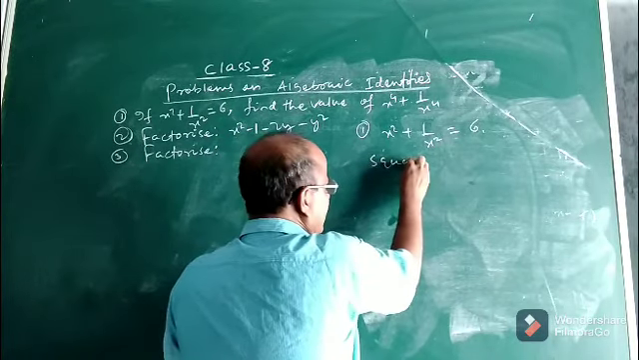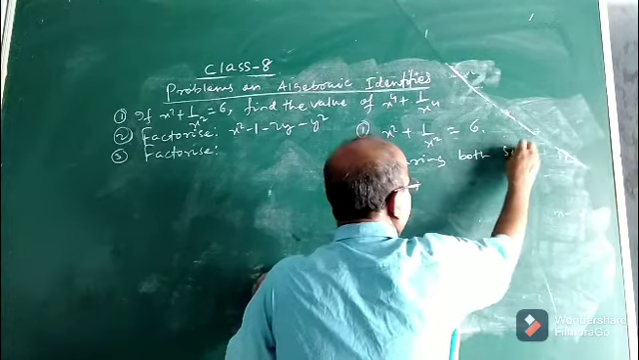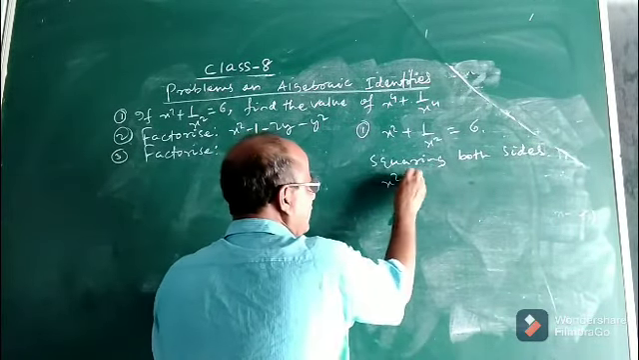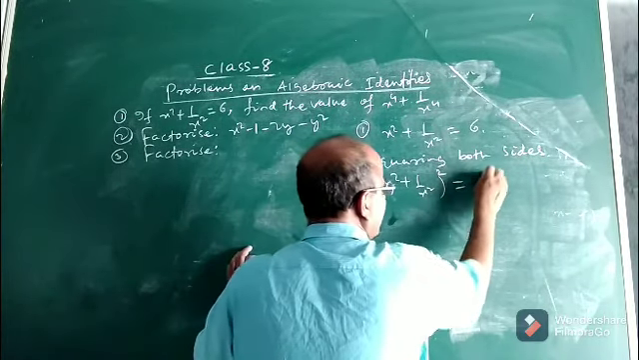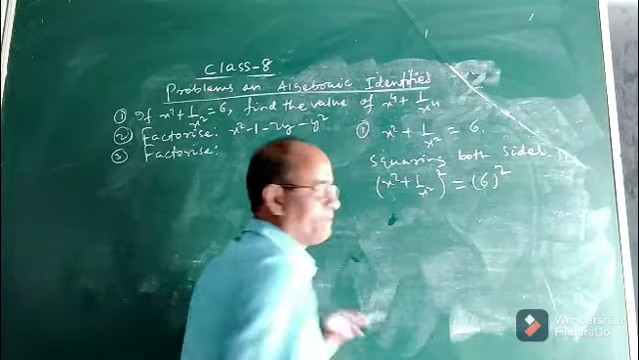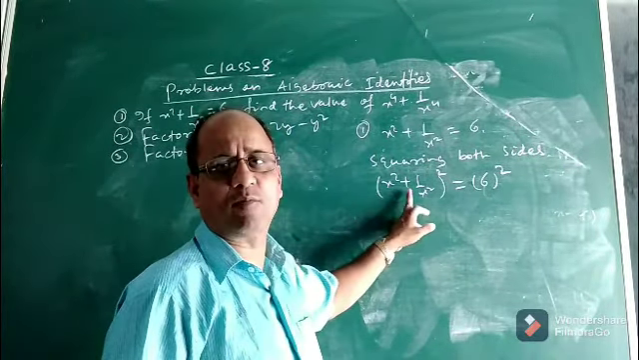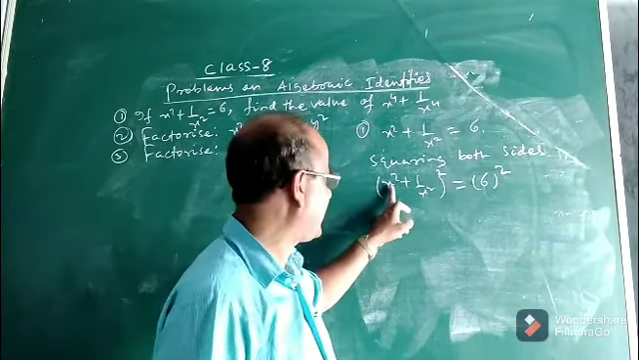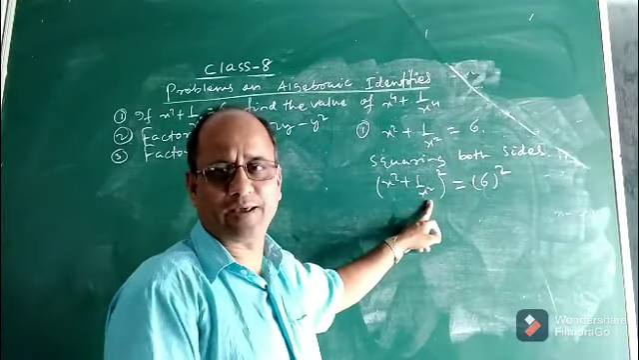The next step is squaring both sides. So, what will we get? If we square both sides, let us see. It is x square plus 1 by x square, whole square, equals 6 square. Now, look at the left hand side. It has now come into the form of an identity. What is that? It is a plus b whole square, where a is x square and b is 1 by x square. And you know the formula for a plus b whole square.